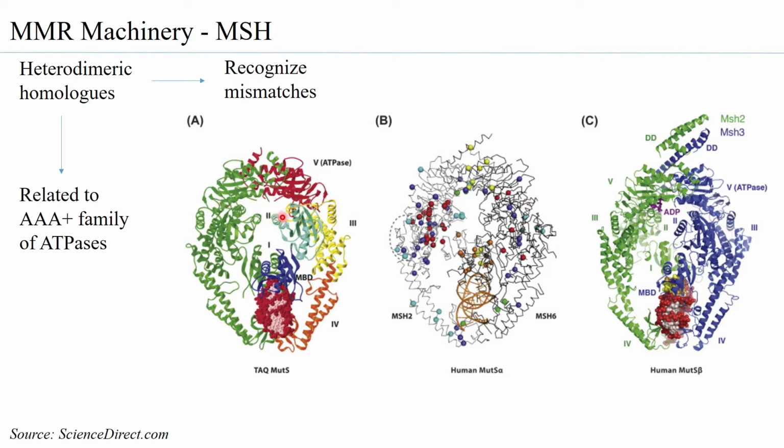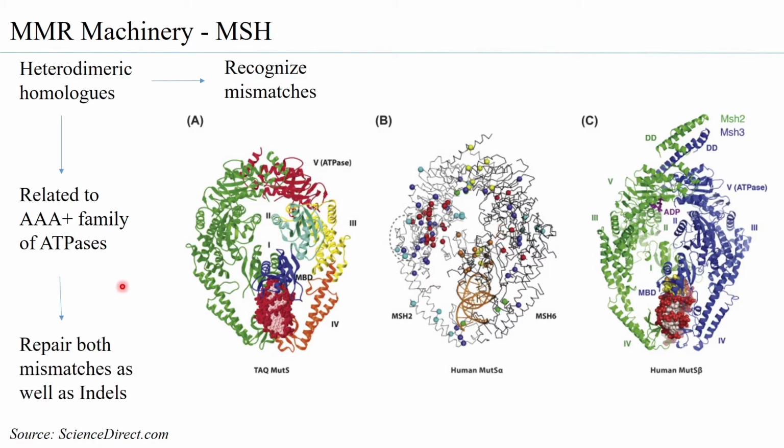They are not identical. So you have one as MSH2 and the other one as MSH3. Here you have MSH2 and this is MSH6. There are MSH4 and MSH5, but they are not involved in mismatch repair. They're involved in other molecular mechanisms within the cell.